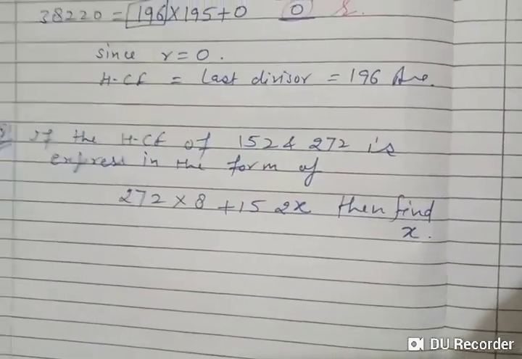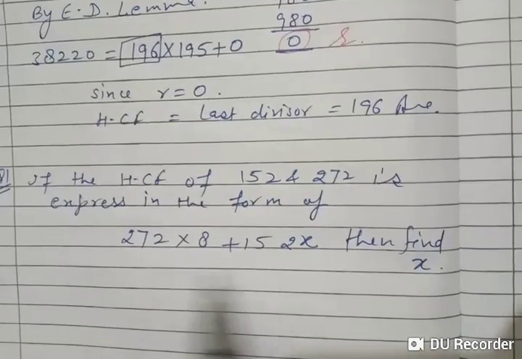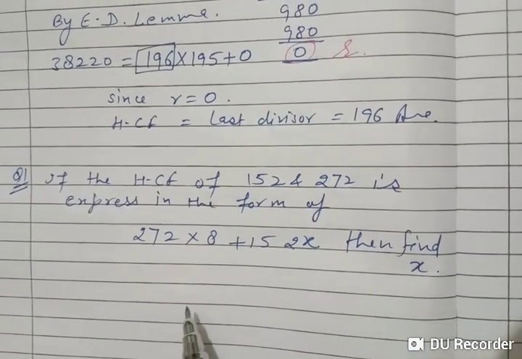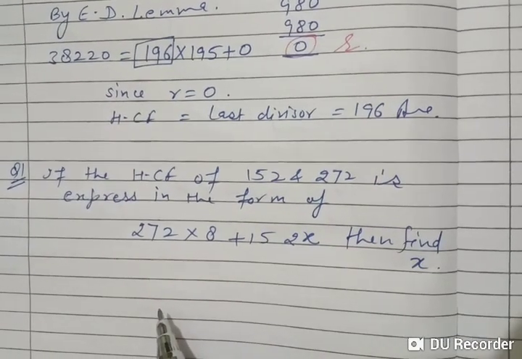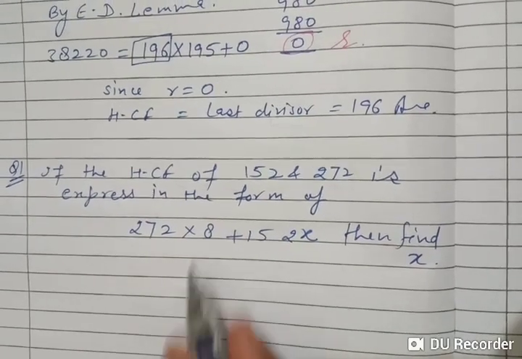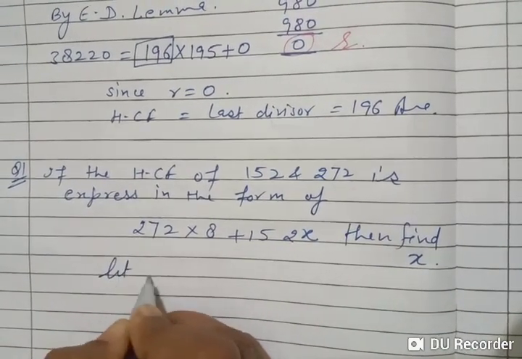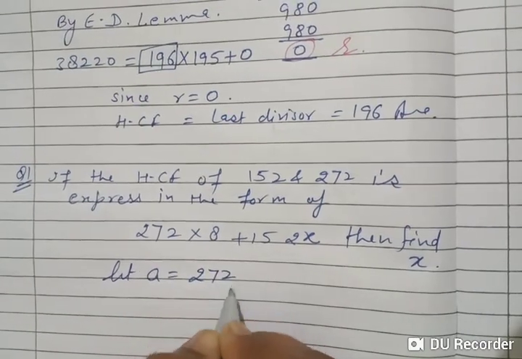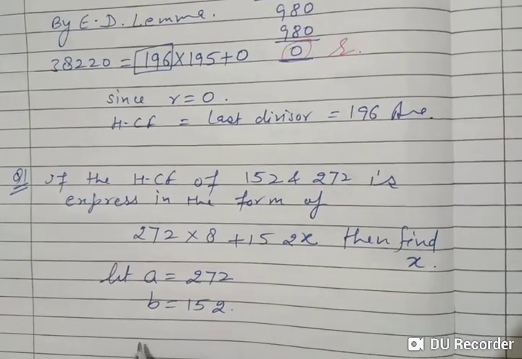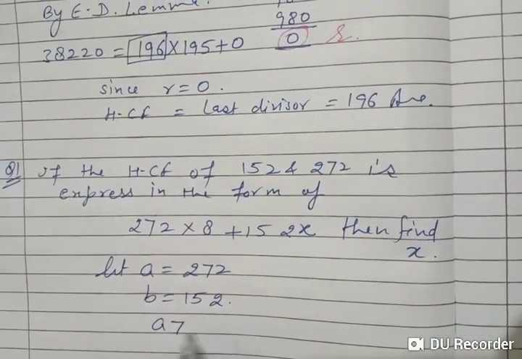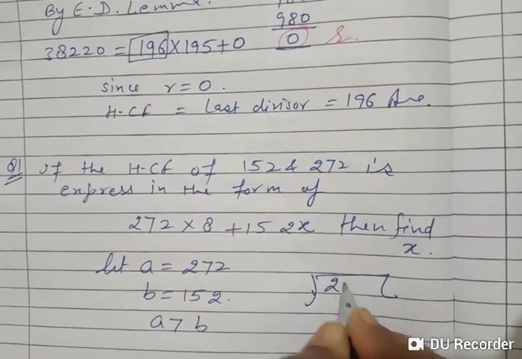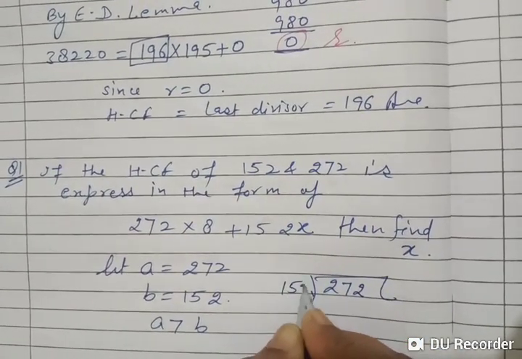So how can we find x here? It is not written by which method. You can do it by prime factorization also, but I am telling you if this question is asked by Euclid division lemma, then we need to consider A as the bigger number 272 and B as the smaller number 152. Then we'll write that A is greater than B. Now divide this. In the very first step, 272 divided by 152.